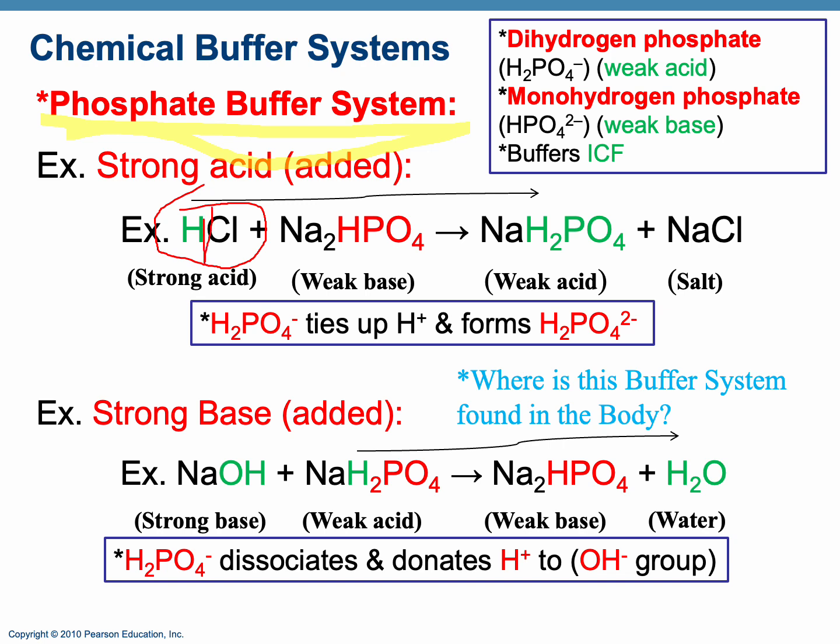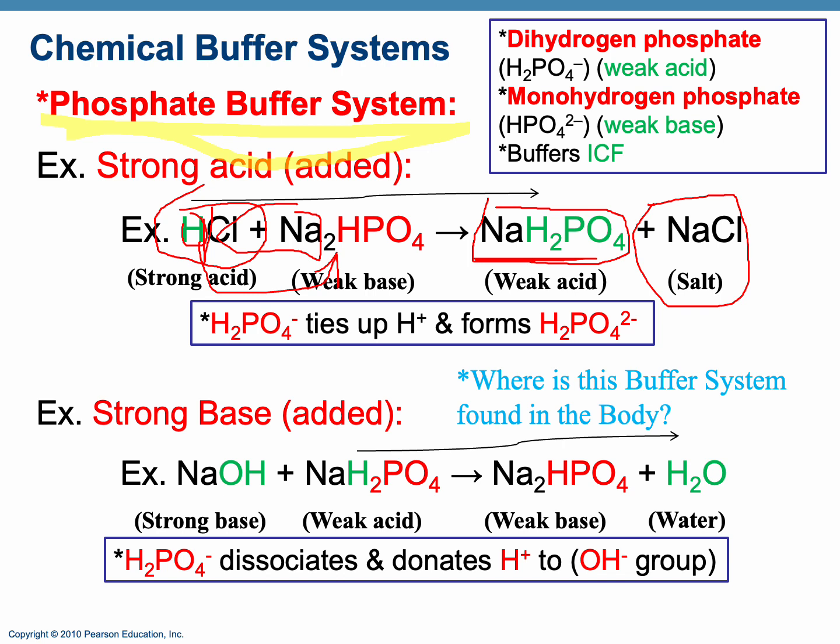Remember, we have an acid, hydrogen ion breaks off, and of course the base here will pick it up. So this is our sodium monohydrogen phosphate here. And so hydrogen ion is accepted by the base. The sodium and the chloride will combine together and we form our salt. And then of course we also form our weak acid here. So now we have our sodium dihydrogen phosphate as our weak acid.